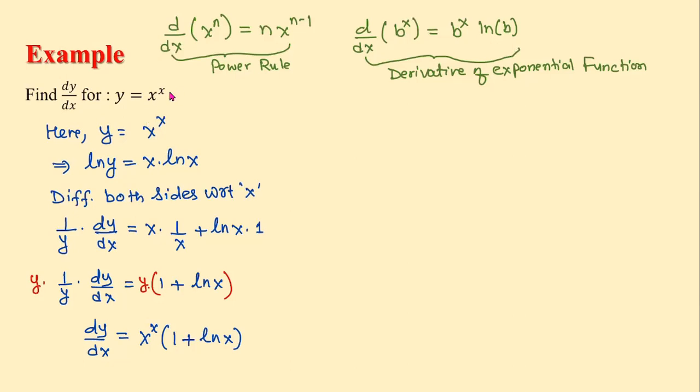So if both base and exponent are variable, the best way to find the derivative is by taking natural log on both sides. So this is the derivative of the exponent, which has both exponent and also the base in the form of variables.